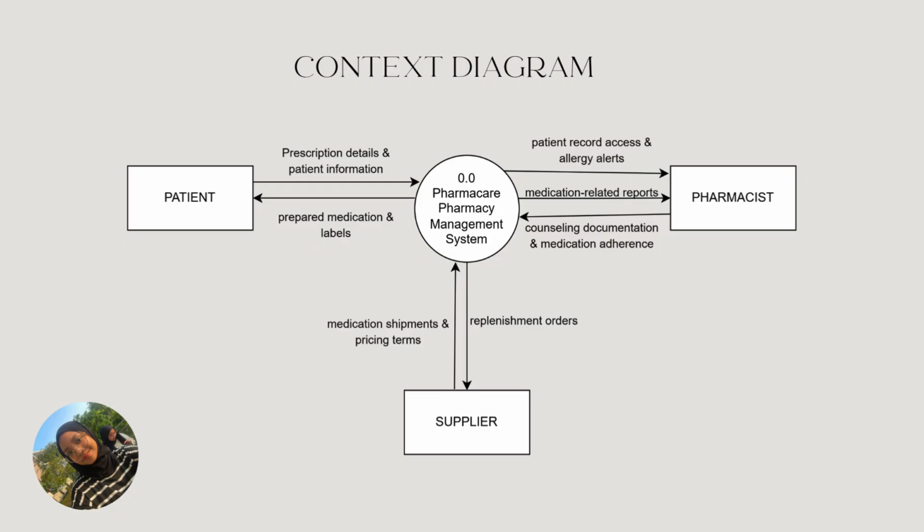Hi, my name is Nurul Umairah. I will explain about the context diagram. As we know, a context diagram represents the highest level of system abstraction. It clearly defines our system boundaries, its overall scope, and how it interacts with the surrounding external environment.